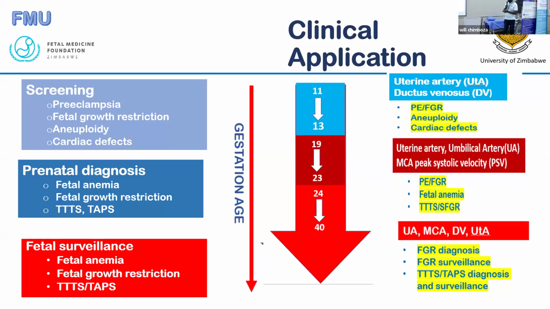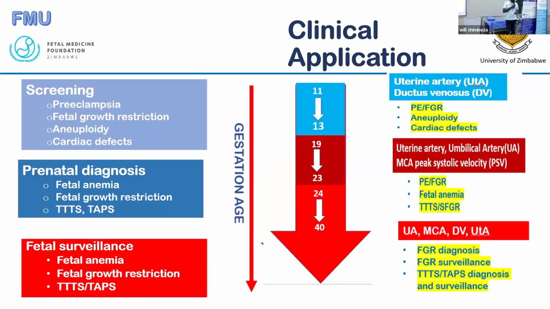Usually these two are linked. Then aneuploidy, as additional markers. Then the cardiac defects, which I just talked about. Then in prenatal diagnosis, Dopplers also play an important role, like the MCA. We talked about the oxygenation, but it also plays an important role in detecting fetal anemia.